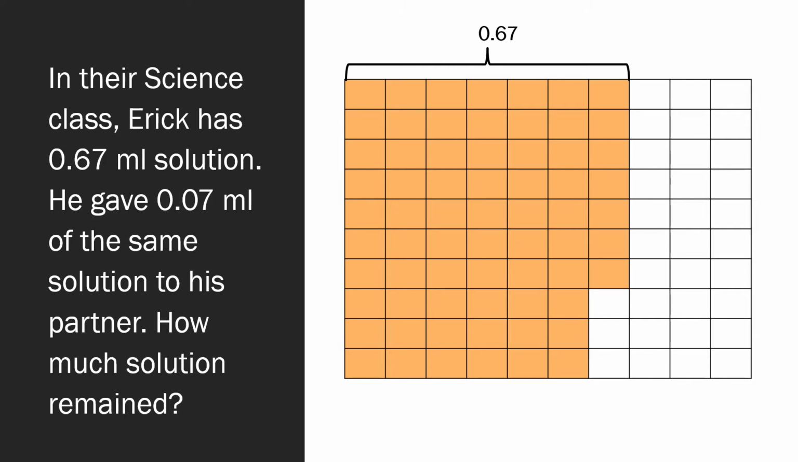So, what operation are we going to use? Since our word clue here is "gave," we're going to use subtraction. Kasi pag sinabing gave, ibig sabihin, ibibigay. So, kung magbibigay tayo, syempre, mababawasan.